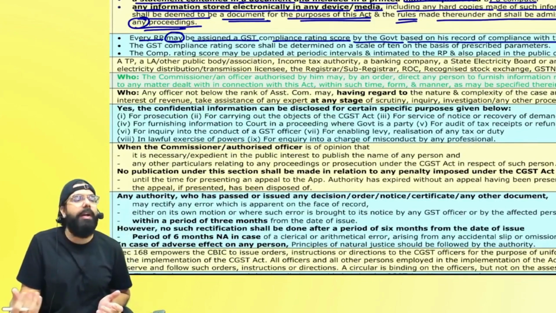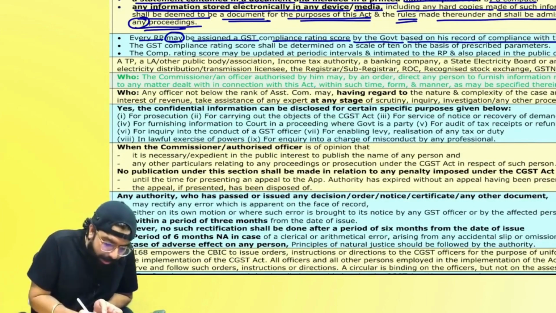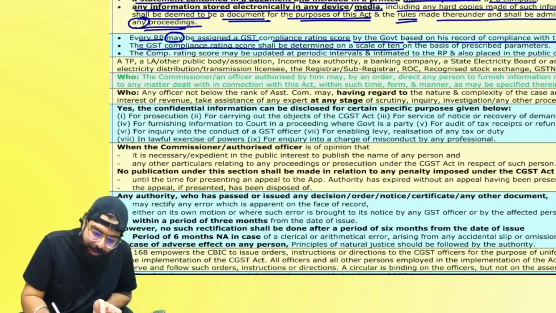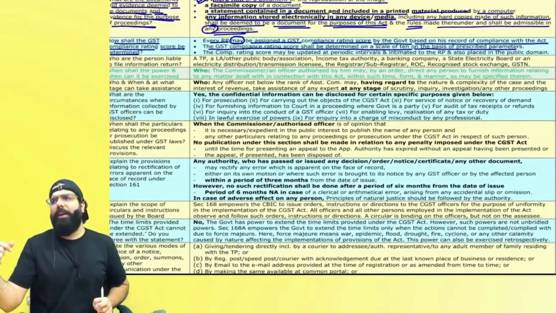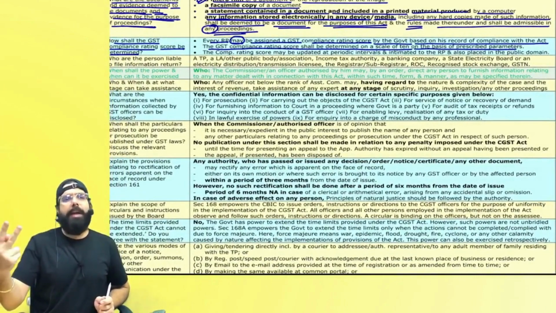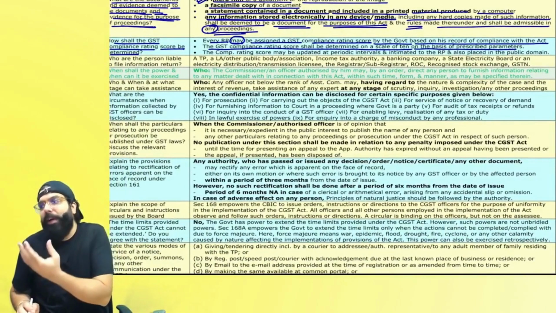If you have not done any non-compliances, then you will have a very good rating. They are telling that the GST compliance rating score shall be determined on a scale of 10 on the basis of prescribed parameters. They will have parameters like: is he filing the returns, payments, any show cause notice issued, all those things will be used as parameters.